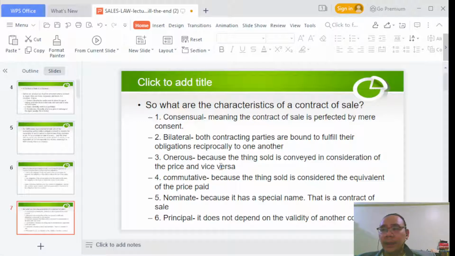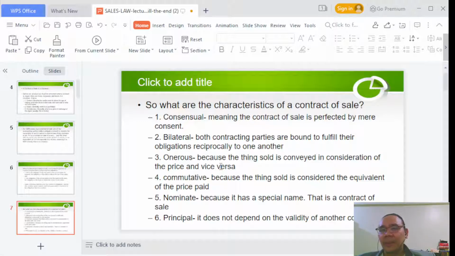Number 4, it's commutative because the thing sold is considered the equivalent of the price paid. Number 5, it's nominate because it has a special name. That is, it's a contract of sale. So I just want to pause right here and explain to you what nominate contracts are vis-a-vis yung innominate contracts.